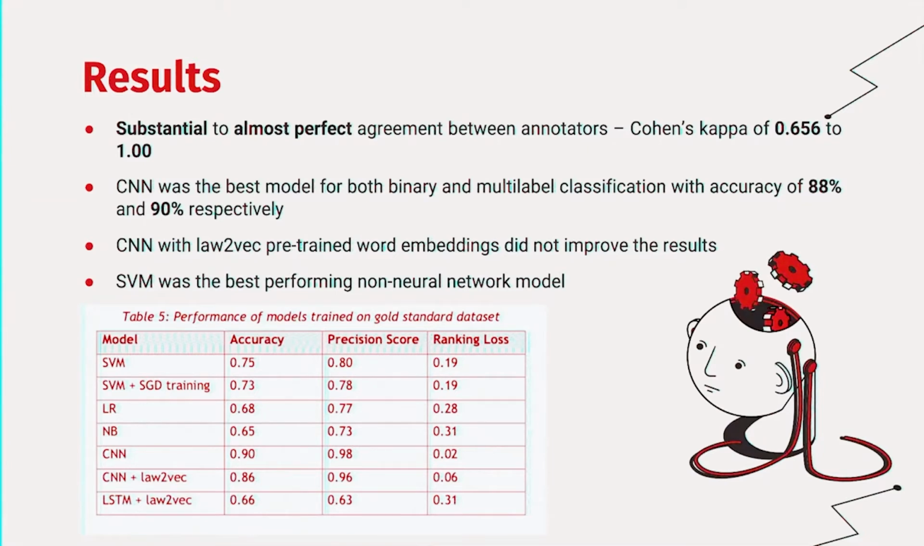I also found that the CNN with law2vec pre-trained word embedding did not improve the results, which might be because, I don't know, data set size is always an issue, and my data set was 1,664 records and 360, so pretty small data set, only 29 contracts annotated.